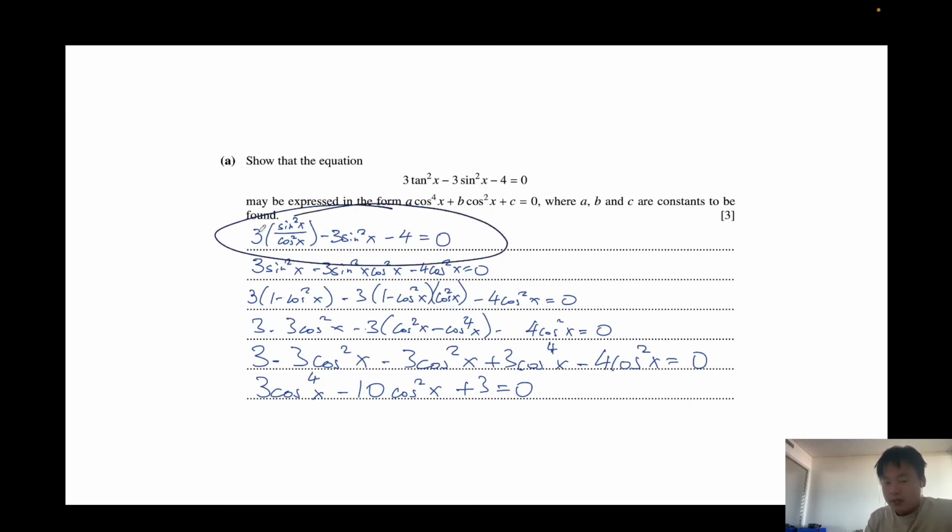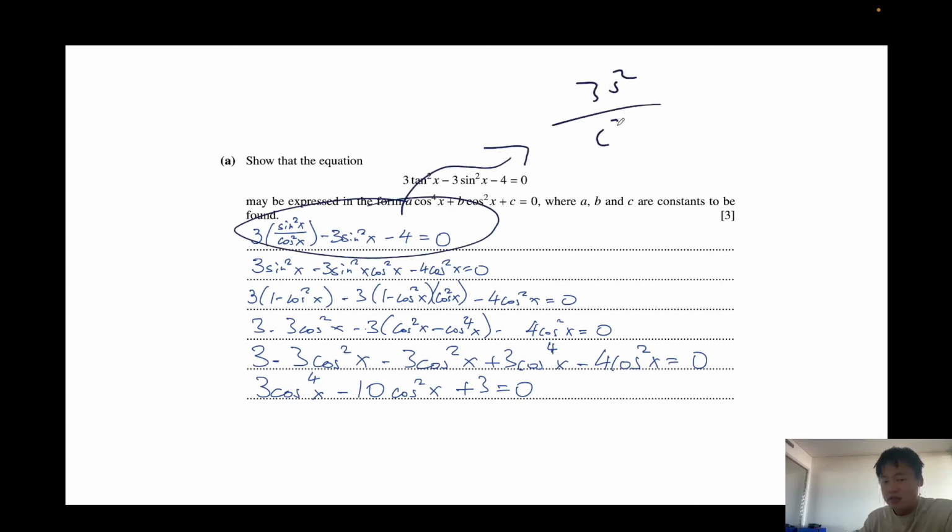But if you need to look at the algebra, how exactly it simplifies out, have a look at it this way. This first line of working becomes 3 sine squared over cos squared. And we're going to use some abbreviations over here, okay? Because we're very lazy writing sine x like that. S represents sine x, C represents cos x. This becomes 3 sine squared over cos squared minus 3 sine squared minus 4 equals 0.